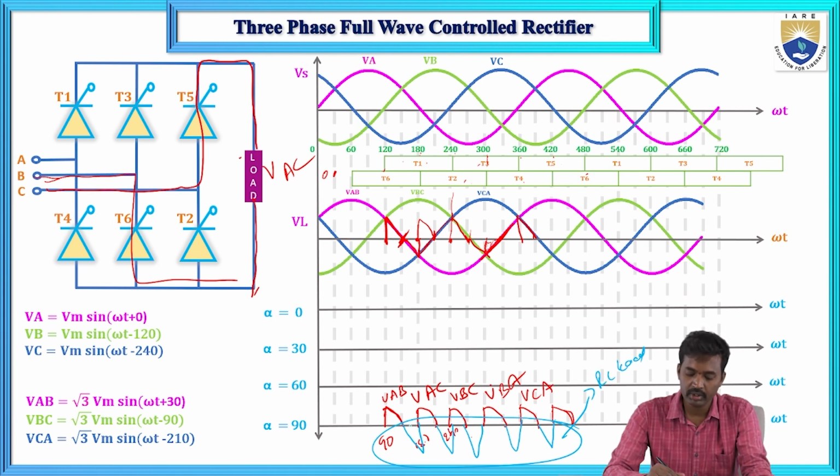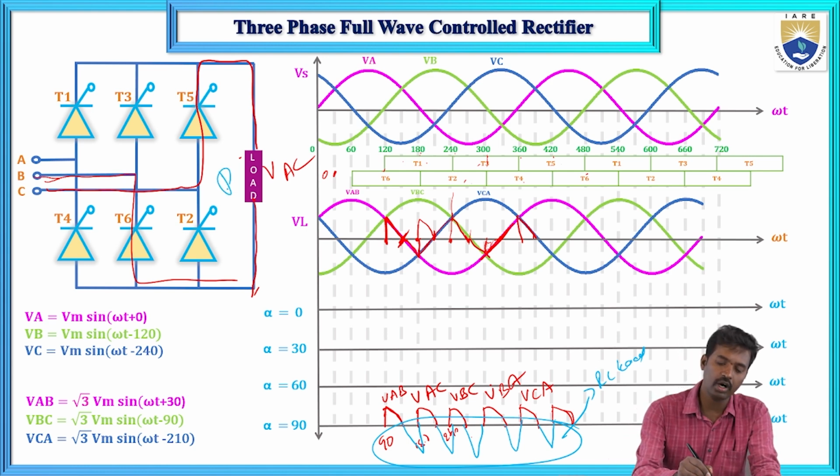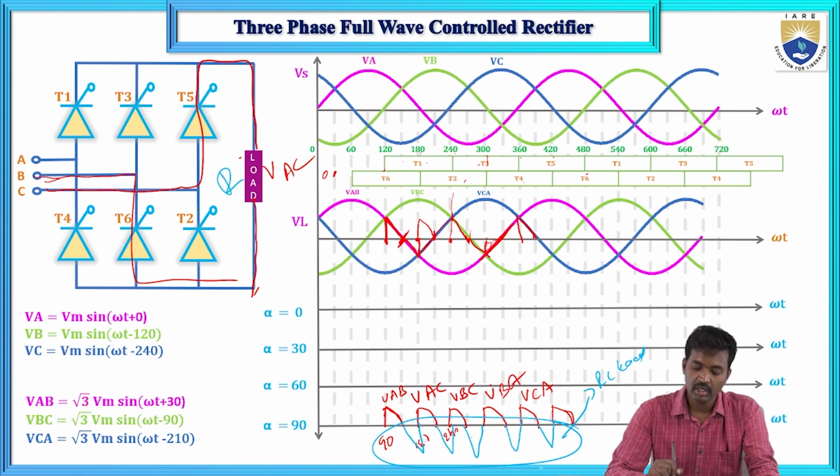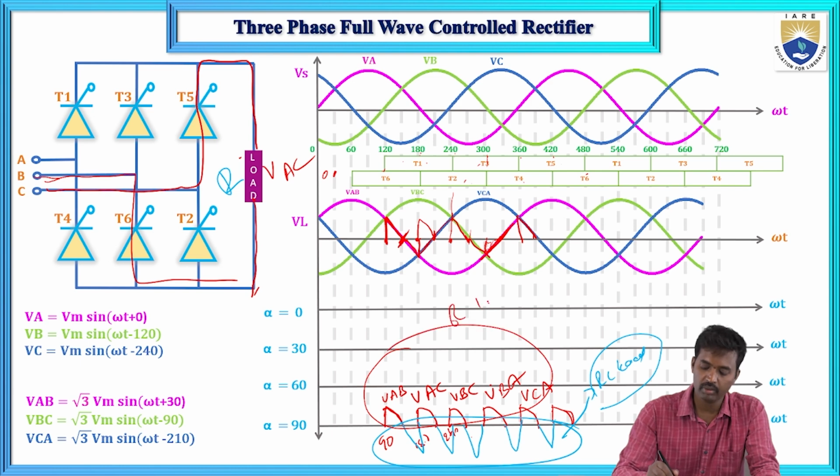In the RL load, during this period power is delivered from load to the source. During this period power is delivered from source to the load, and during this period power is delivered from source to the load. These are the output waveforms for alpha equals 0, 30, 60, and 90 for R load. The last case, the 90 degrees case, will be negative. That is the 90 degrees case waveform. RL load waveform may be like this. This particular waveform is only for R load.